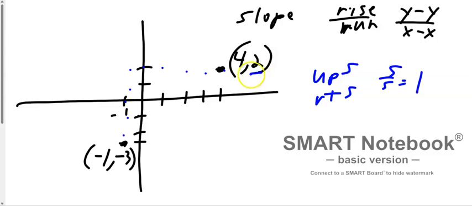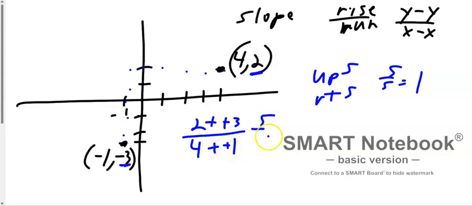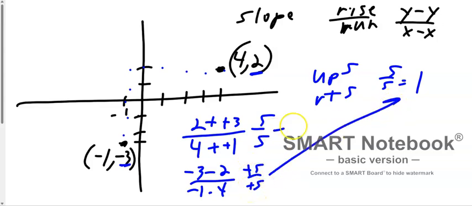So again, we start with the y always. We can start with either one of these. I'm going to do 2 minus, now careful, it's a -3. And 4 minus, careful, it's a -1. Remember, this becomes adding the opposite, and there's your 5 over 5. But real quick, we could have gone the other direction, -3 minus 2, and -1 minus 4, and we would have gotten -5 over -5. But remember, a negative divided by negative is also positive.